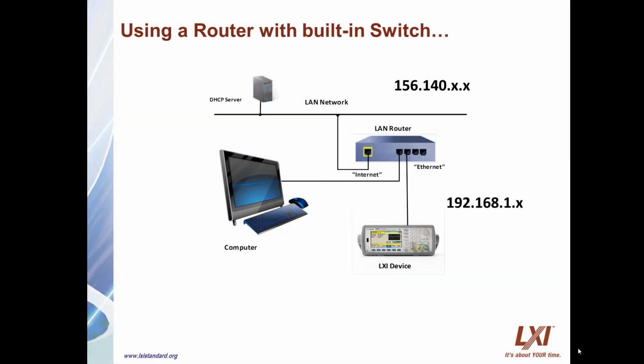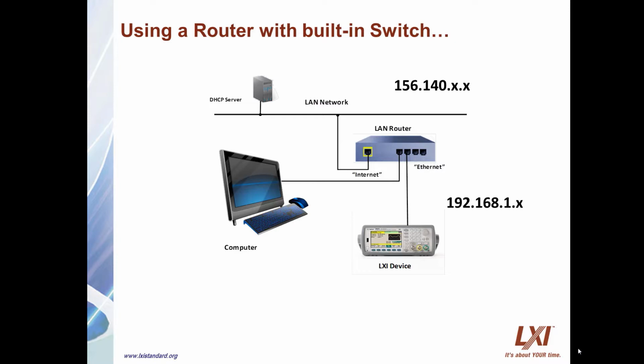The LAN router gets its IP address from the DHCP server on the company LAN, which in this example is set up to supply IP addresses in the range of 156.140. This happens through the single port called Internet on the router. The computer and LXI device get their IP address from the LAN router, which comes equipped with a built-in DHCP server.